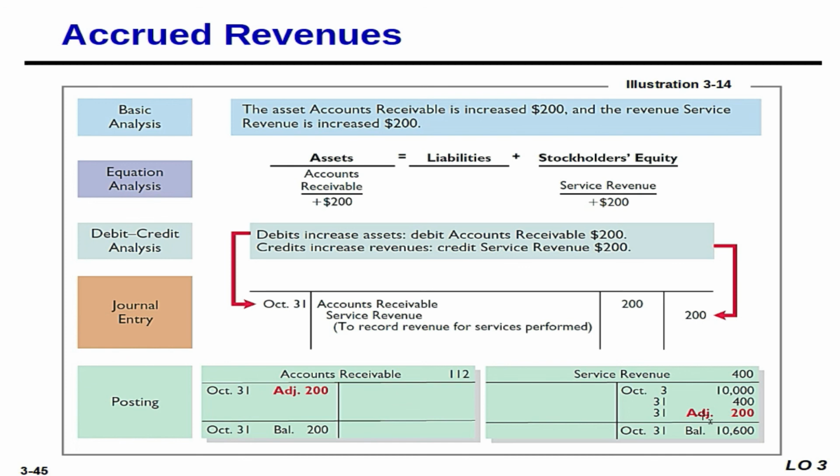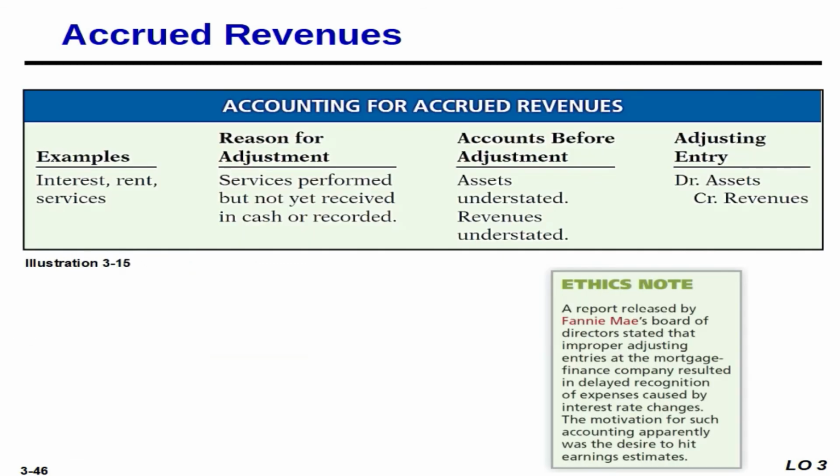It's just booking it as revenue because you're expecting to receive that money from these customers, regardless of when they pay it or whether they pay it, but you've earned it, so you have to book it. And then the balance is 10,600 in this case, and that's all she wrote.